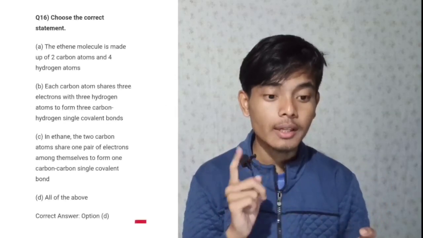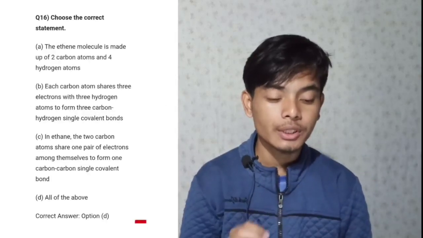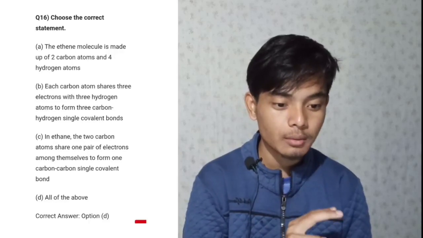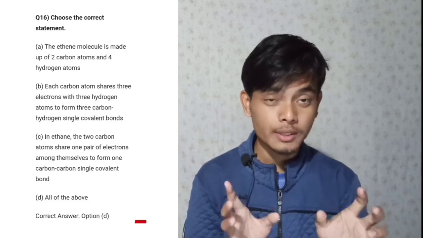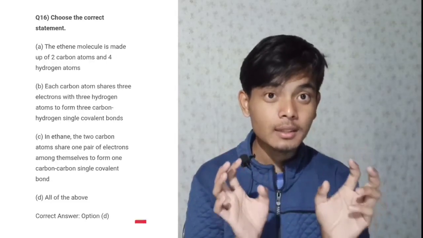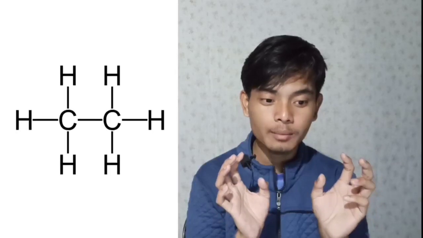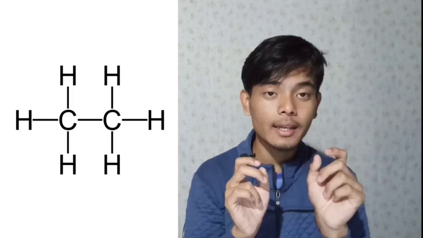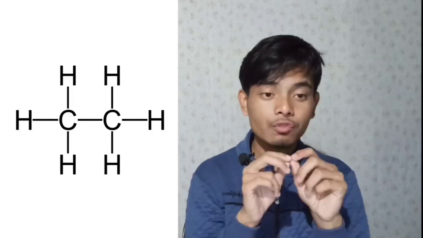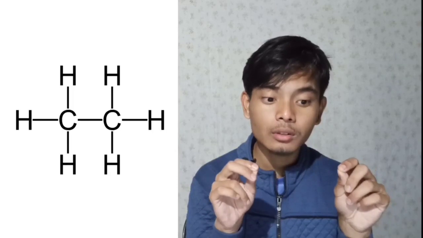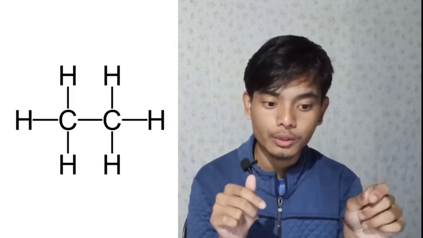Number C to sound, in ethane the 2 carbon atoms share 1 pair of electrons among themselves to form 1 carbon-carbon single covalent bond. So in the same ethane example, to form the single covalent carbon-carbon bond, the two carbons each share one electron to form a single bond structure called a carbon covalent bond. Next question.